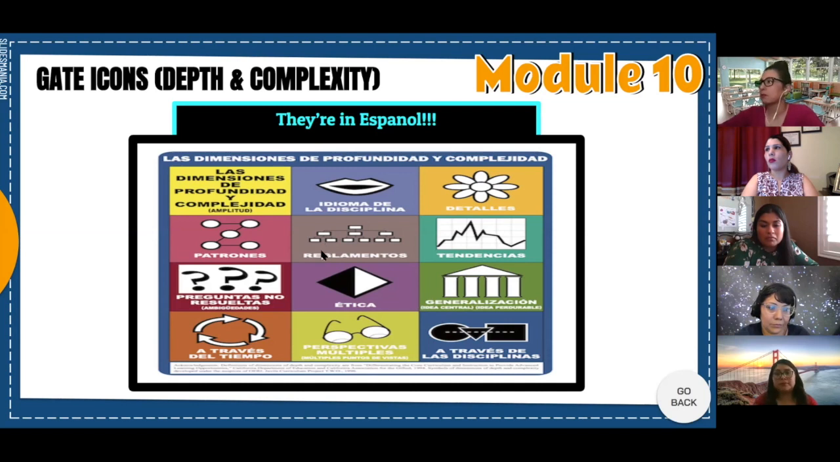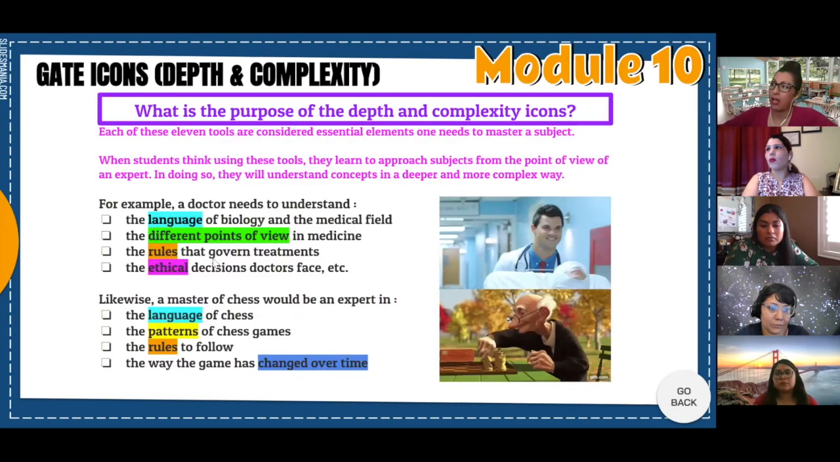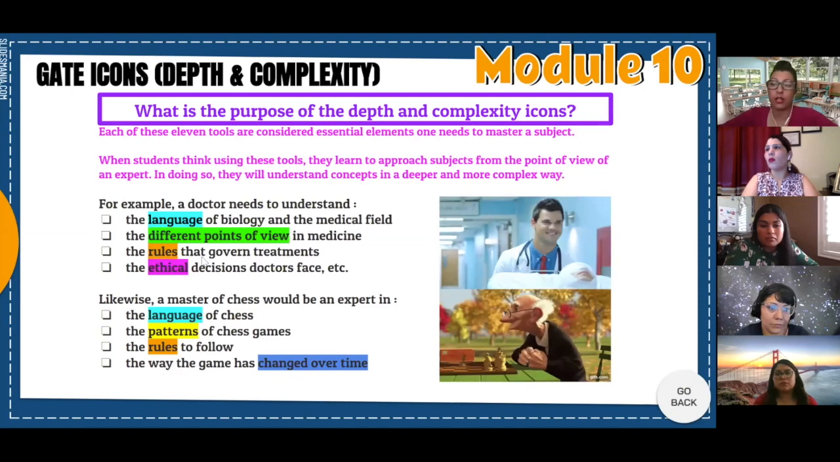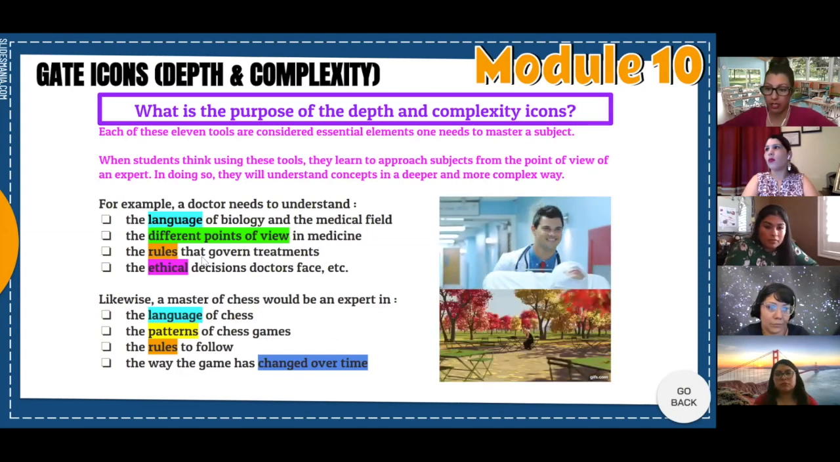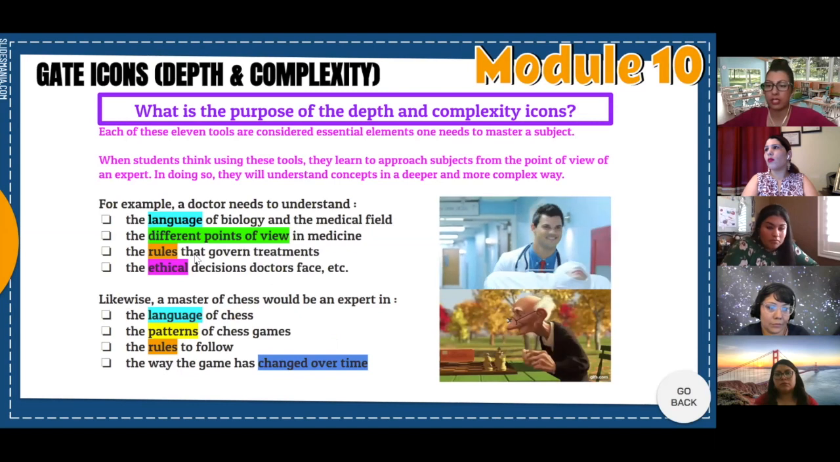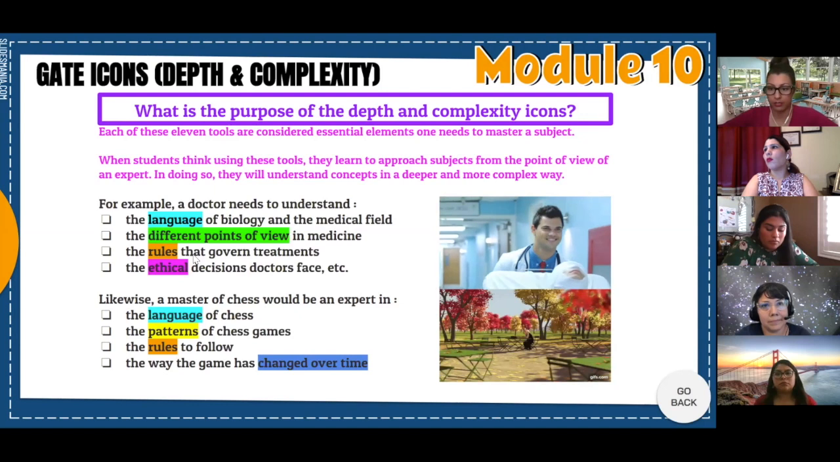So if we're talking about healthcare here, what are the rules that are governing the treatments right now? Okay. What are some of the things that doctors have to follow in order to be able to treat a patient for certain reasons or certain things?